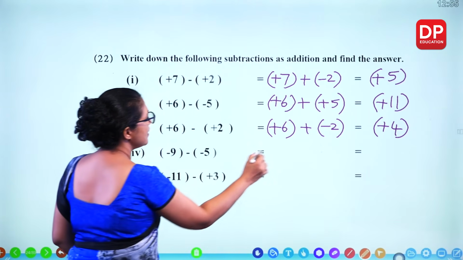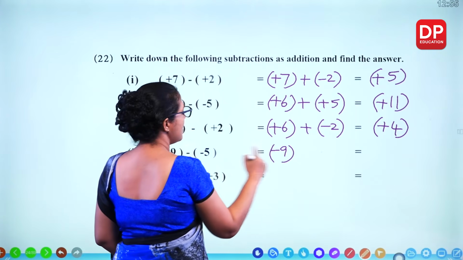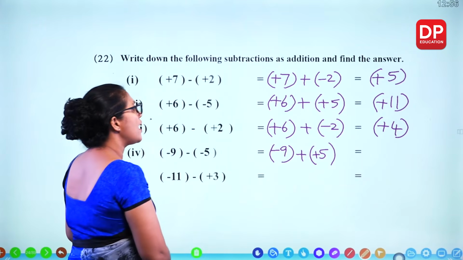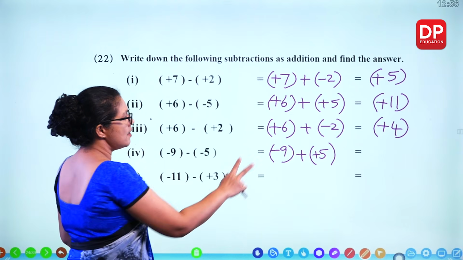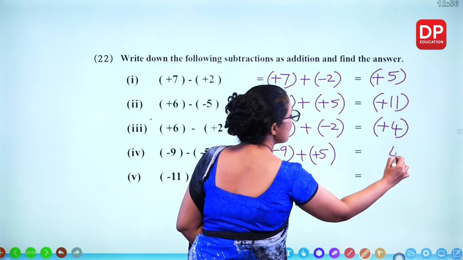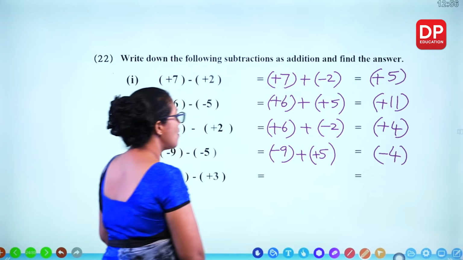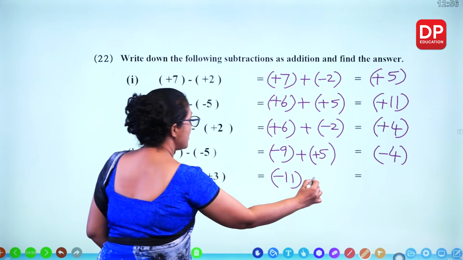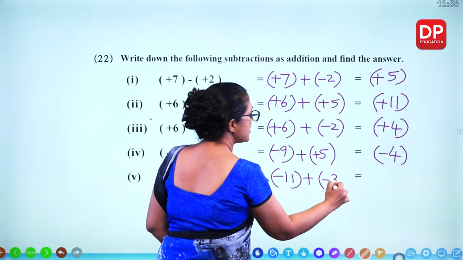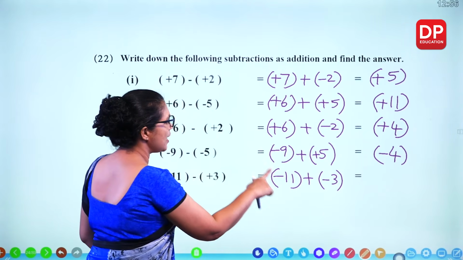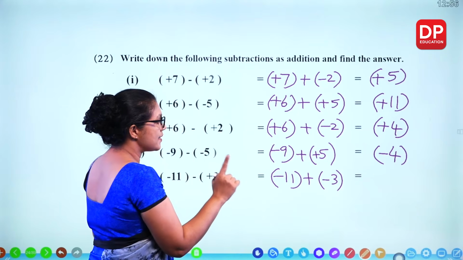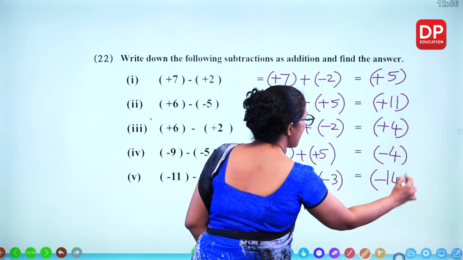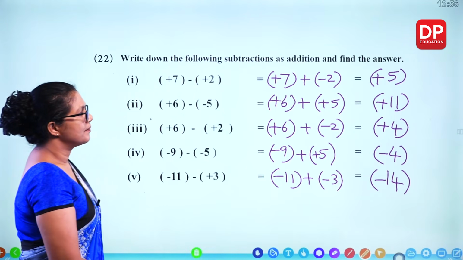Minus 9, and here additive inverse of minus 5 is plus 5. So 9 and 5 addition, we take the difference and put the sign of the larger number, that's minus 4. This one, minus 11 is there. Addition of additive inverse is minus 3. Then minus 11 minus 3, both are the same sign. Add it and put the minus sign. So minus 14.